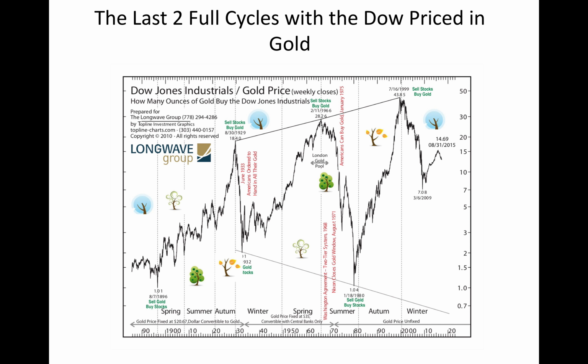And I have on the screen in front of you a chart from the Long Wave Group. You can check out their website at longwavegroup.com. It's run by Ian Gordon, and it's a really interesting chart. Because what we have here going all the way back to the mid-1880s is a chart of the Dow Jones Industrial Average priced in gold. And there's a couple things we can learn from this chart.